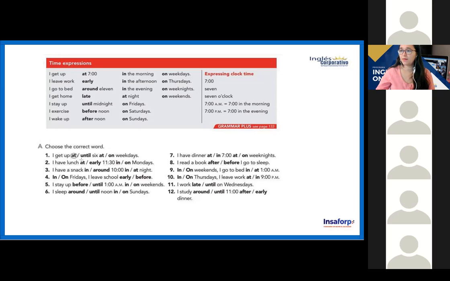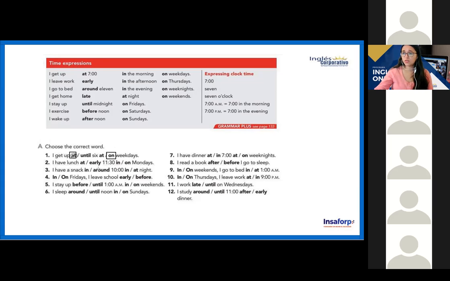Okay, we have, for example, we have to choose a word. We have, I get up at of what? We have weekends, right? So what is the word that we have to use in the sentences? Okay, I get up, we have that it is at 6. We use at or on with weekend. With days. On weekdays, right? Okay, there you have.